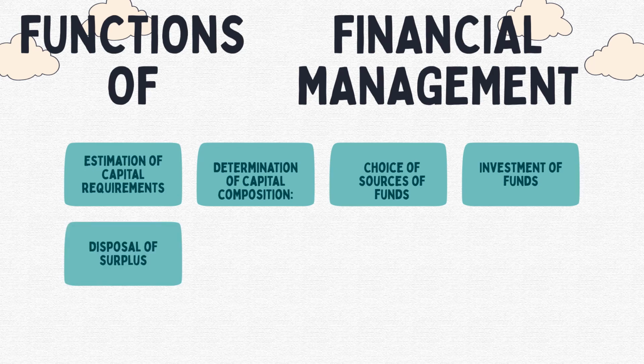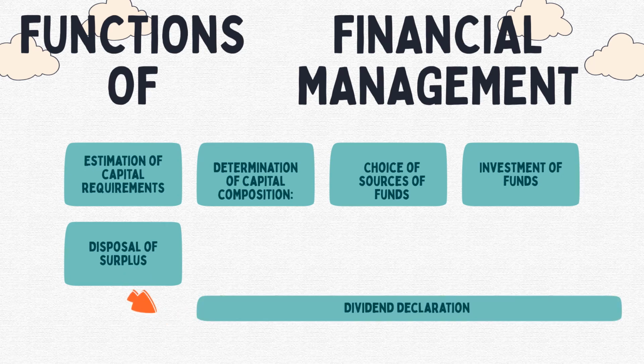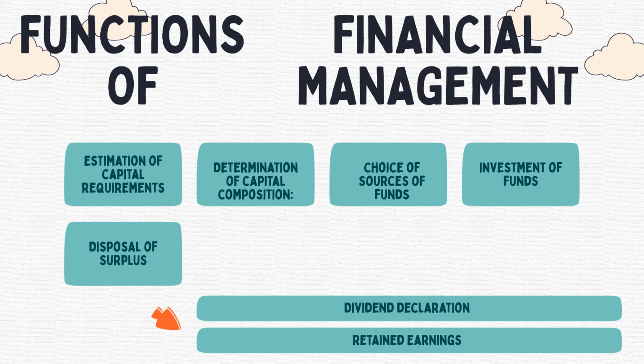Next is disposal of surplus. The net profits decision has to be made and can be done in two ways. The first one is dividend declaration. In dividend declaration, it includes identifying the rate of dividends and other benefits like bonus. And for retained earnings, the amount of earnings to be retained will depend on the expansion plans, introduction of innovation, and diversification strategies of the company.